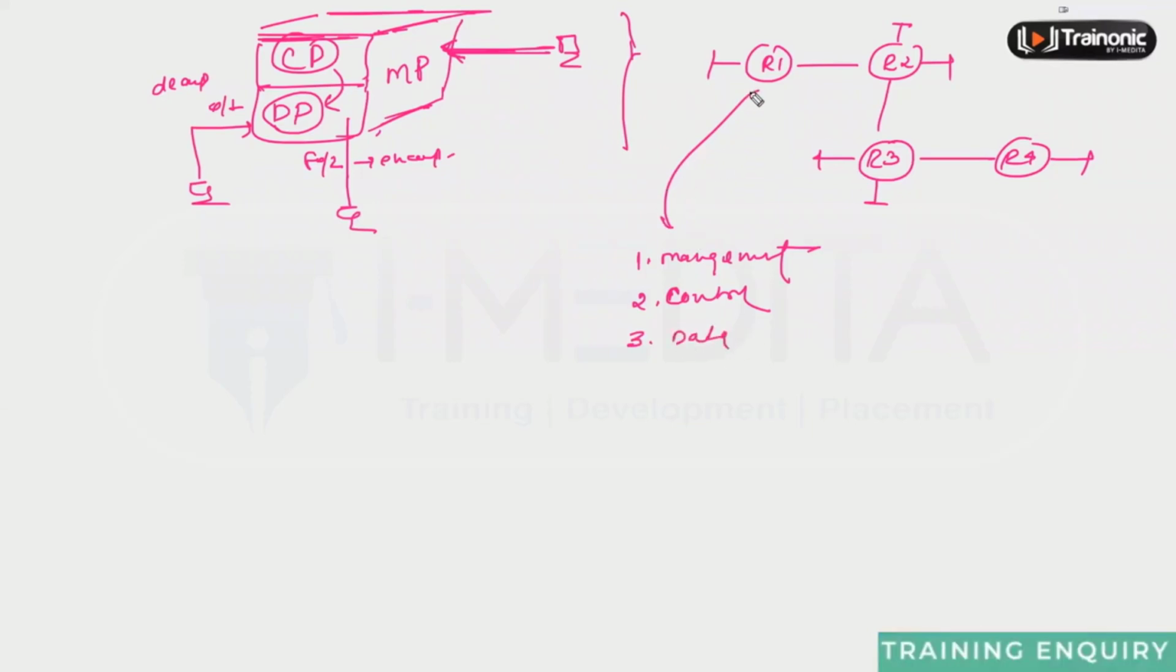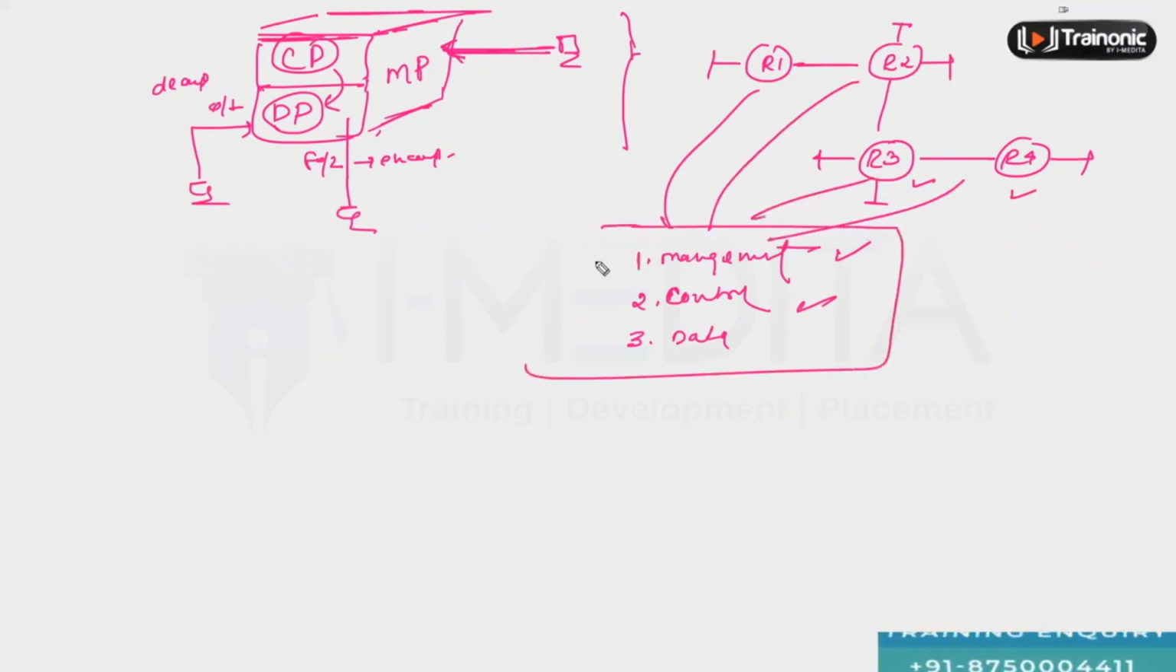Now, once we are done doing this, I will disconnect the cable and connect it again on router 2. I will do the same thing here. Then I will do it on router 3, the same thing. Every device has its own set of control plane, management plane, and data plane. That's what I'm saying.